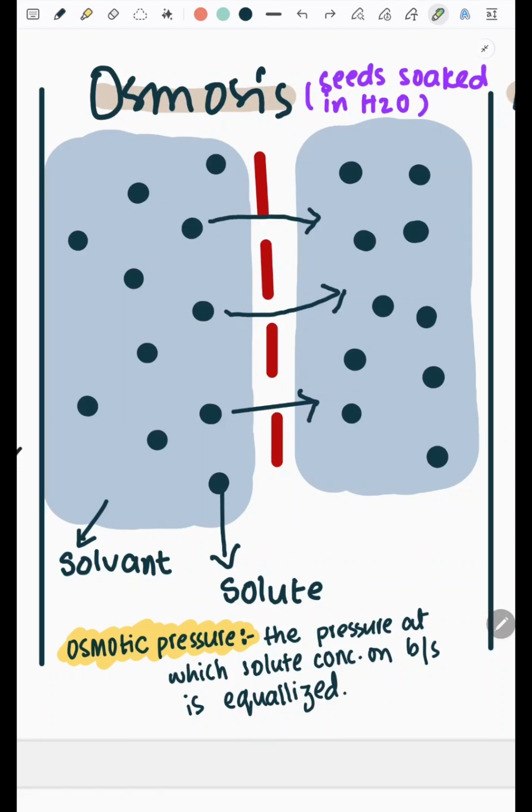An easy example of osmosis is that when seeds are soaked in water, they swell after some time. That is, the water from outside, with the solutes dissolved in the water present in the surrounding, starts to enter the seed and eventually swells the seed.